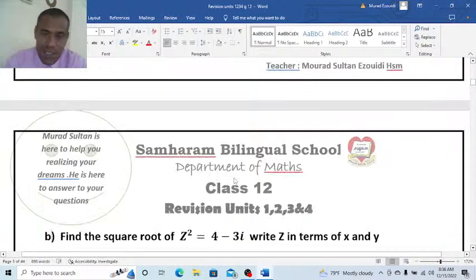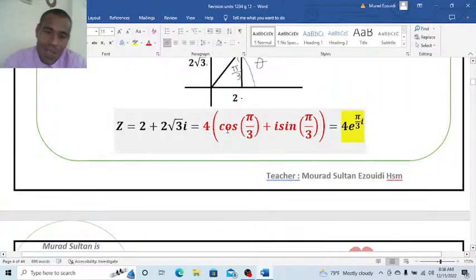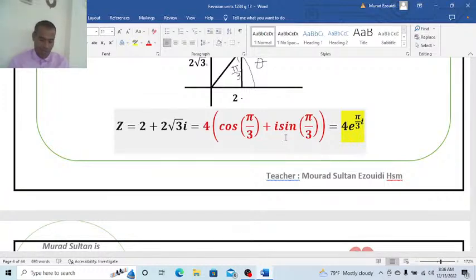Therefore, just substitution here, so z is equal to 4 multiplied by cosine pi over 3 plus i sine pi over 3. This one is called polar form. And pi over 3 multiplied by i, this one is called exponential form.